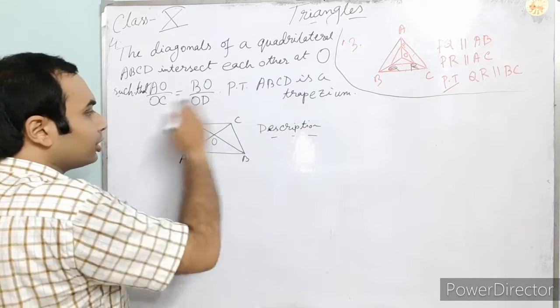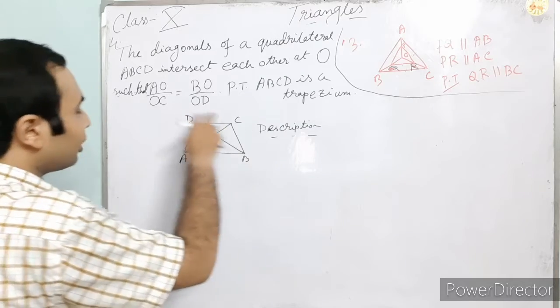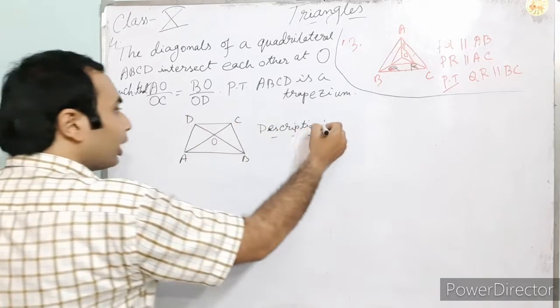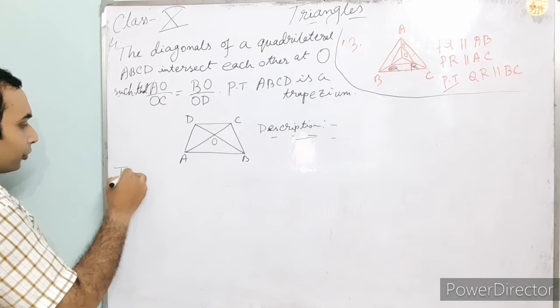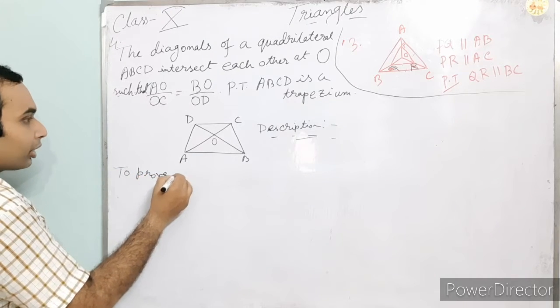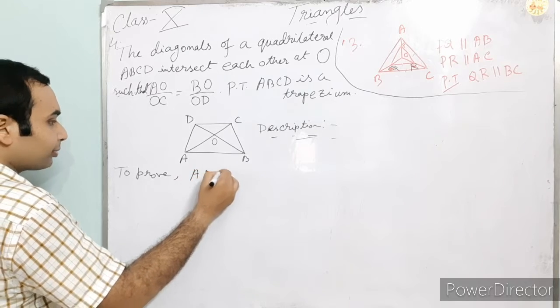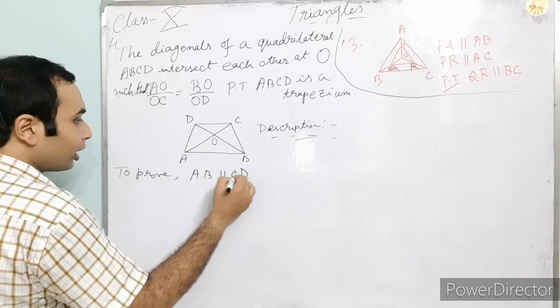Let ABCD be a quadrilateral, AC and BD are the diagonals, meeting at O. I am not writing, you will write. I am writing here what we have to prove, our target. What is our target? AB is parallel to CD. Why is it our target?